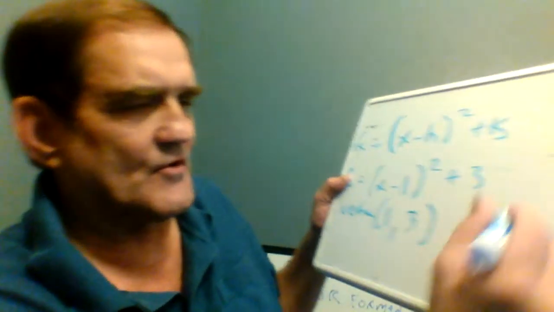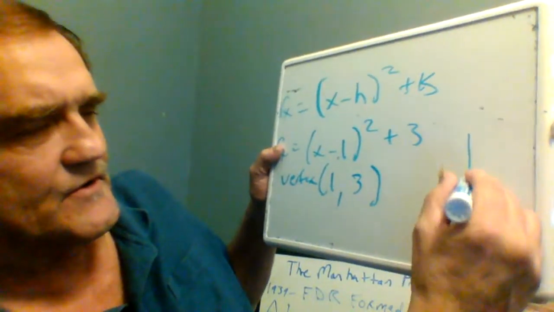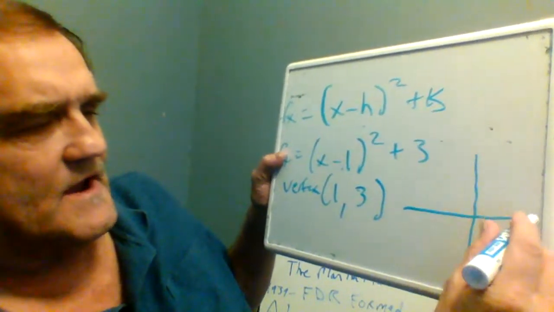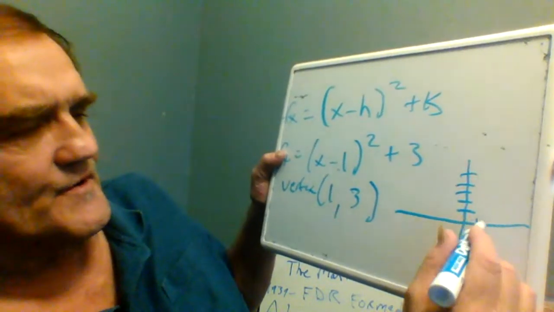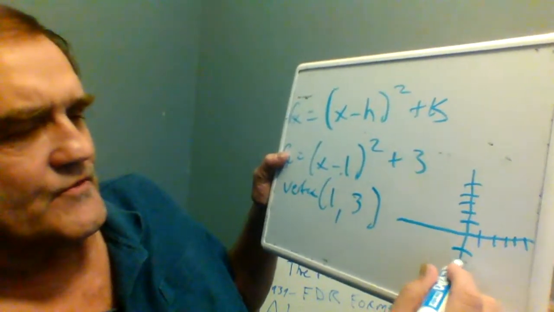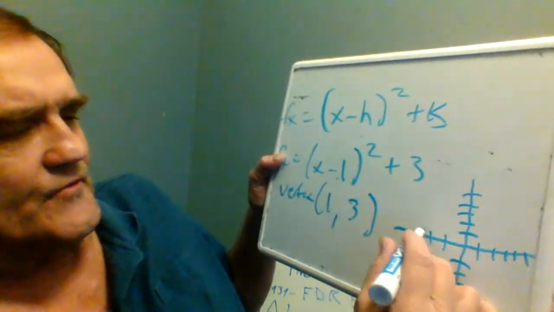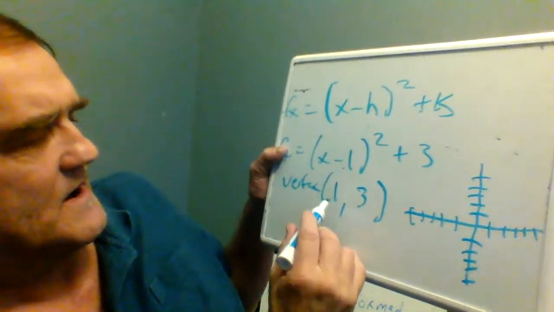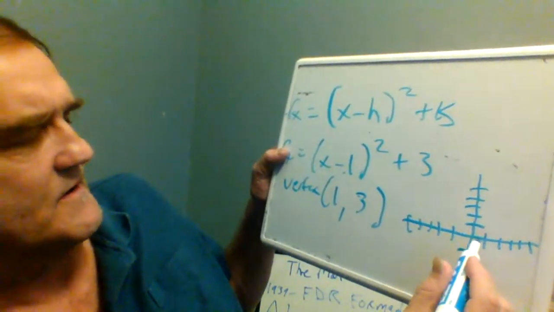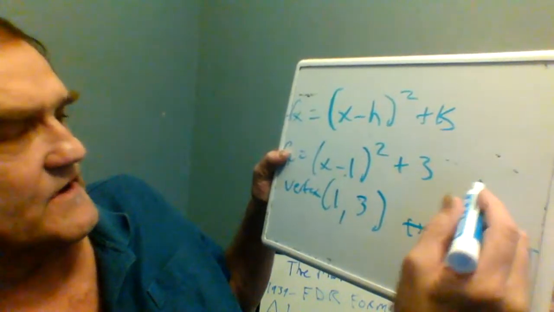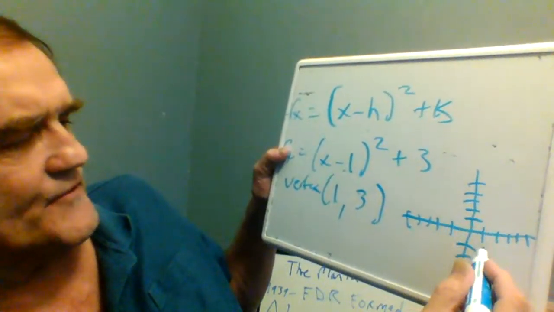Now remember what your whole goal is. You're trying to graph this. On the graph, counting 1, 2, 3, 4, 5 in each direction, the vertex is going to be 1, 3.